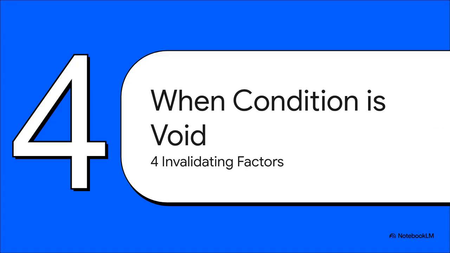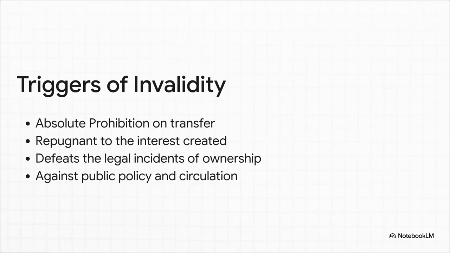Section 4. When is a condition void? Prepare yourselves to list out the exact circumstances that trigger Section 10. The slide lists 4 points. 1. Absolute prohibition, which is a total ban on transfer. 2. Repugnancy to interest created, meaning the transferee is given ownership but denied essential rights. 3. Defeats legal incidence of ownership. 4. Against public policy, because it prevents free circulation in society. You must state these points precisely in your exam.